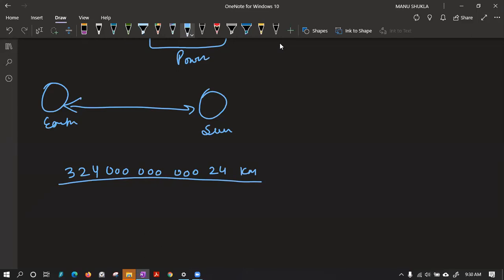So what will happen? While copying these large numbers, first of all, it takes a lot of time to write the number. Yes, sir, you can do. So class, when you are copying this number, you may make a mistake by adding one extra zero or dropping one zero. So we write this number in power form. It will become 1, 2, 3, 4, 5, 6, 7, 8, 9, 10, 11. It becomes 3.24 into 10 to the power 11 kilometer.